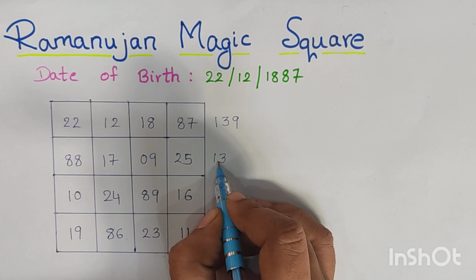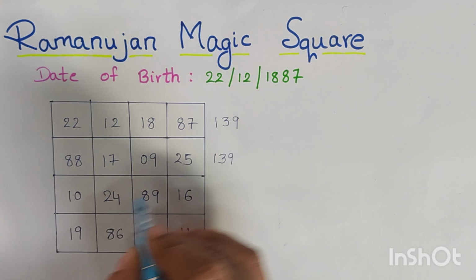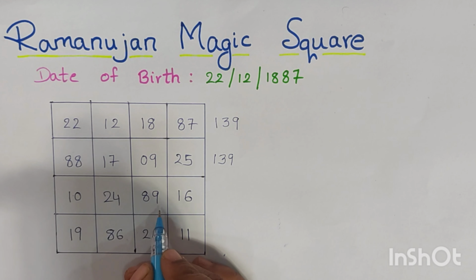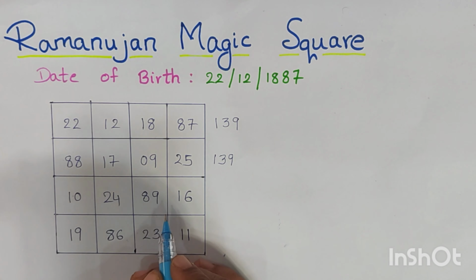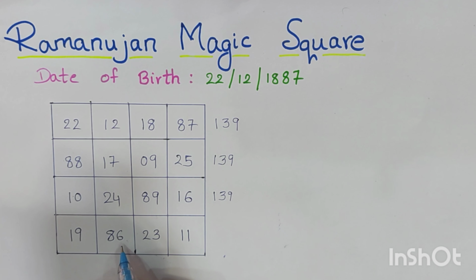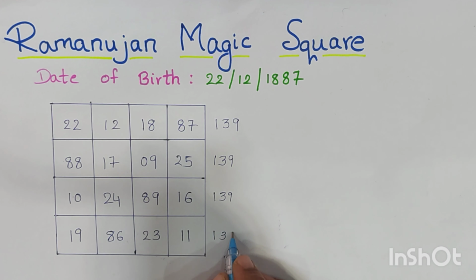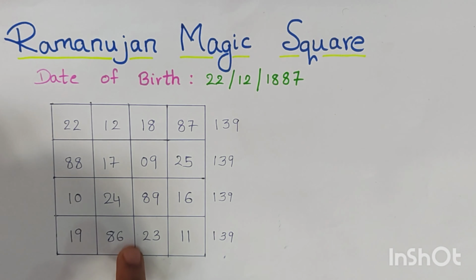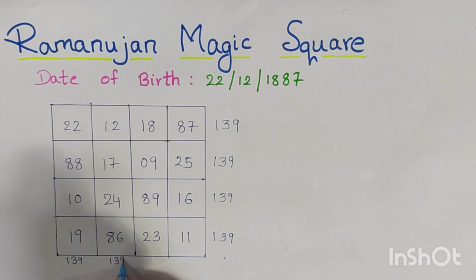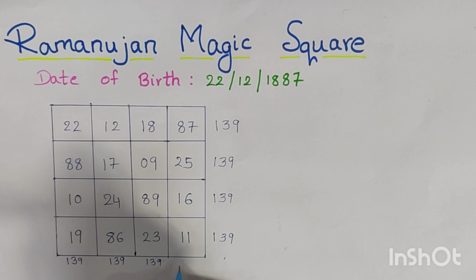We can also make our own magic square by using our date of birth, and then also we will get the same total from any row, any column, and in the diagonal direction also. That is also what we will discuss in this video. There are two methods to create our own magic square: one is using a formula and the second one is a pattern method. Through these two methods we can create our own magic square.